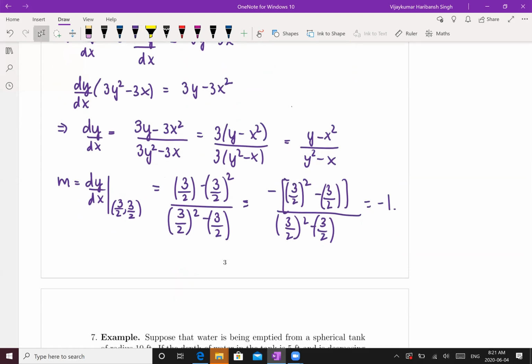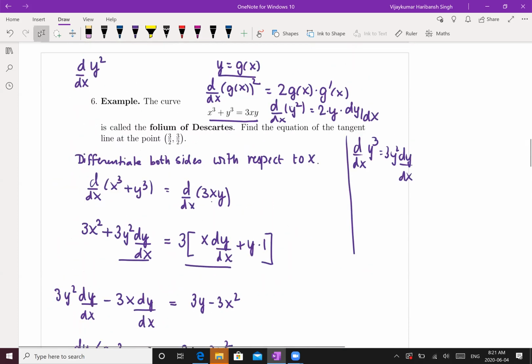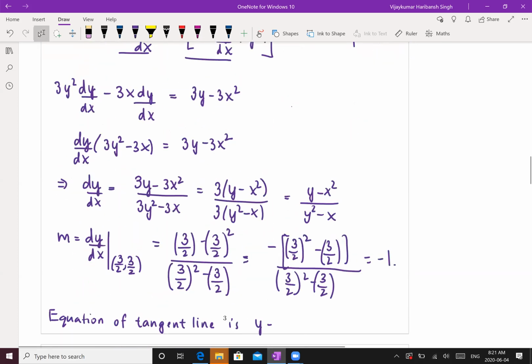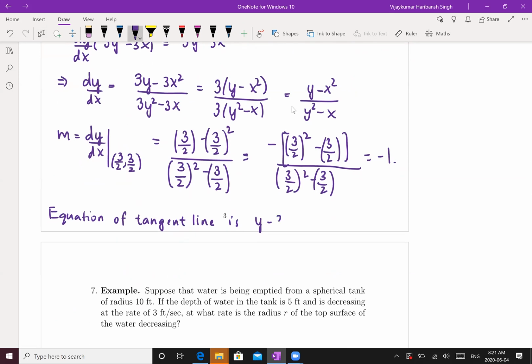So therefore, the equation of tangent line is y minus y1. What are the points given to us? 3 by 2, 3 by 2. So y minus 3 by 2 equals m, which is the slope, times x minus 3 by 2. So this is your equation of the tangent line at that point.